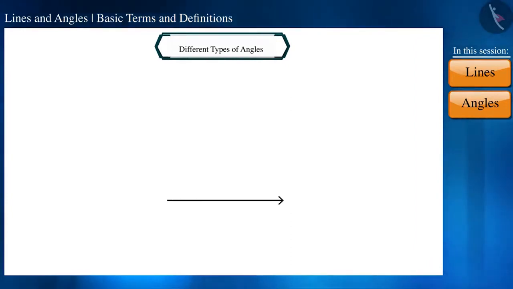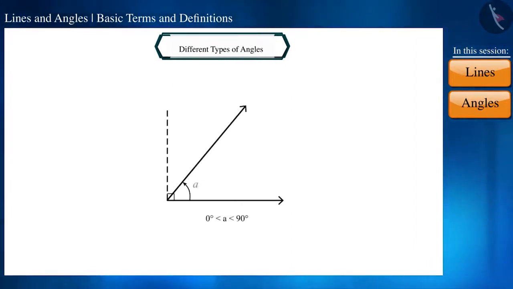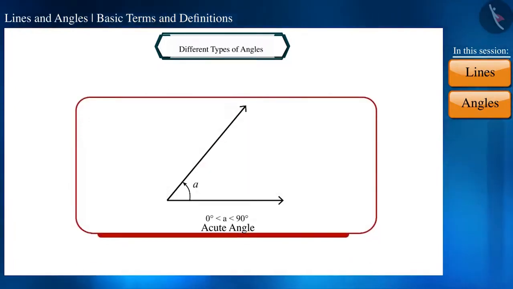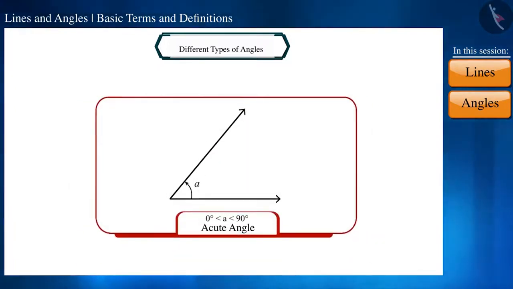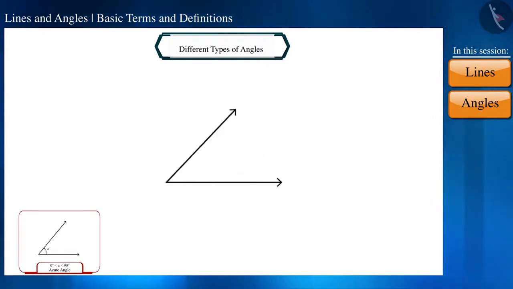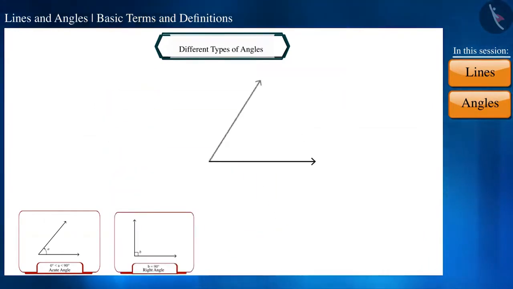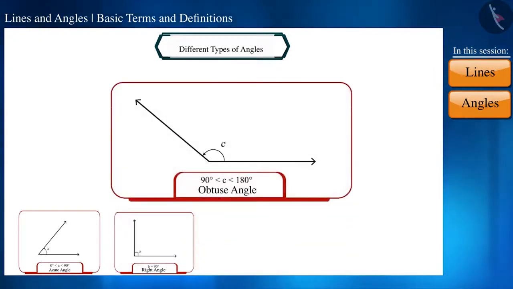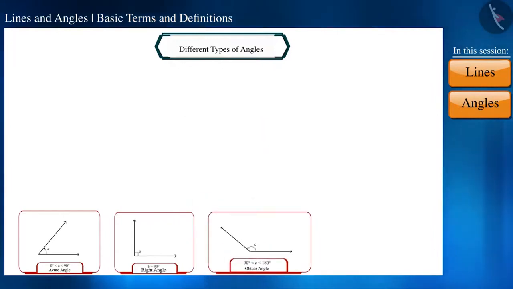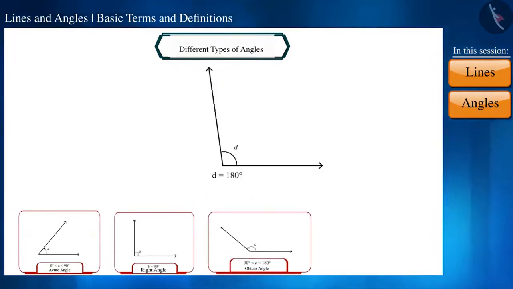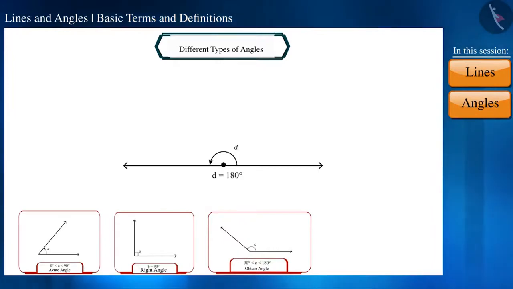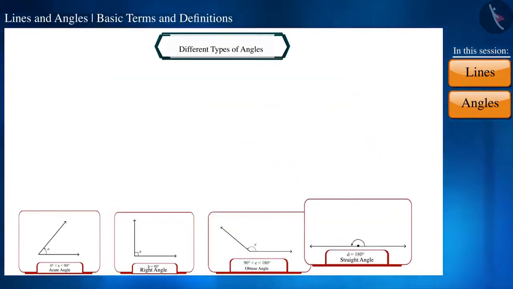Let's repeat it once. If the measure of an angle is between 0 degrees and 90 degrees, then we call it an acute angle. If the measure of an angle is exactly 90 degrees, then we call it a right angle. If the measure of an angle is more than 90 degrees but less than 180 degrees, then we call it an obtuse angle. And if the measure of any angle is exactly 180 degrees, then we call it a straight angle.